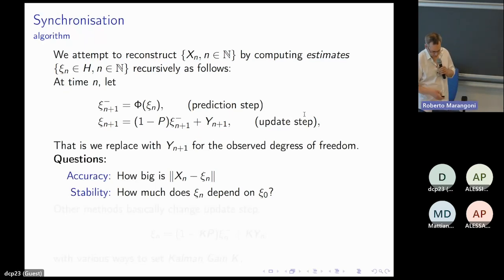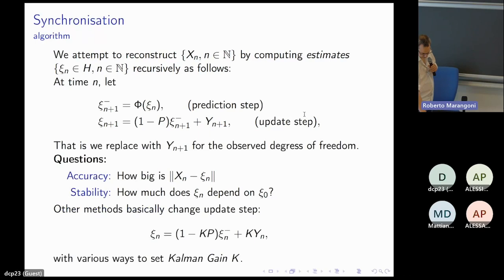And then there's a second question, which we might call stability. So how much does your estimate xn at some time n depend on your initial guess? Like you have to start somewhere, so you make an initial guess of the state of your atmosphere, let's say. How does this initial guess actually matter as time goes forward? So if time n is very large, will this still have any influence or not?